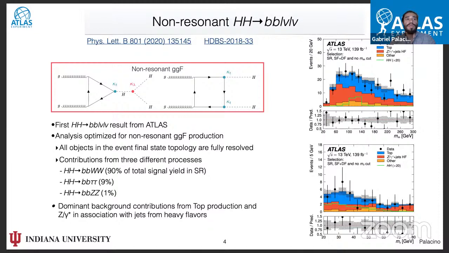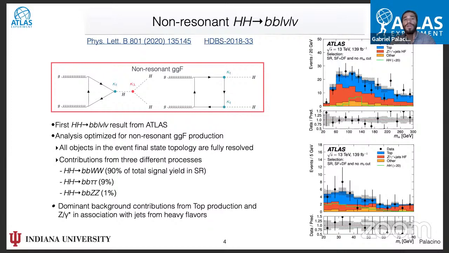We also have bb tau tau, which is about 9%, and then bbZZ, which only makes up 1% of the signal. The reason why these signal yields are distributed this way is a combination of the actual branching fractions of the different decay modes and also how the analysis was optimized.